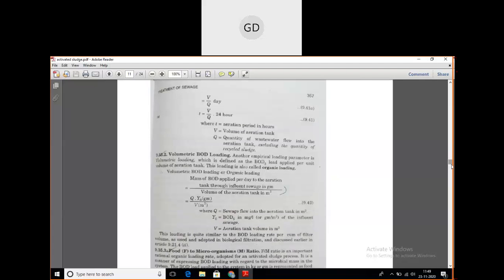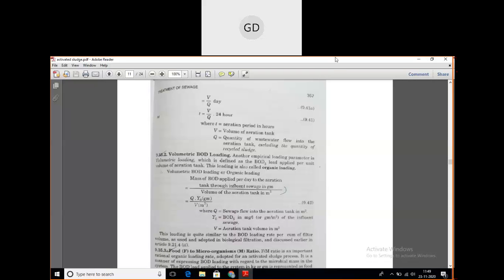Next is the volumetric BOD loading. This is another empirical loading parameter. The volumetric loading is defined as the BOD5 load applied per unit volume of the aeration tank. BOD5 means BOD at 5 days. This loading is also known as the organic loading. Clear?